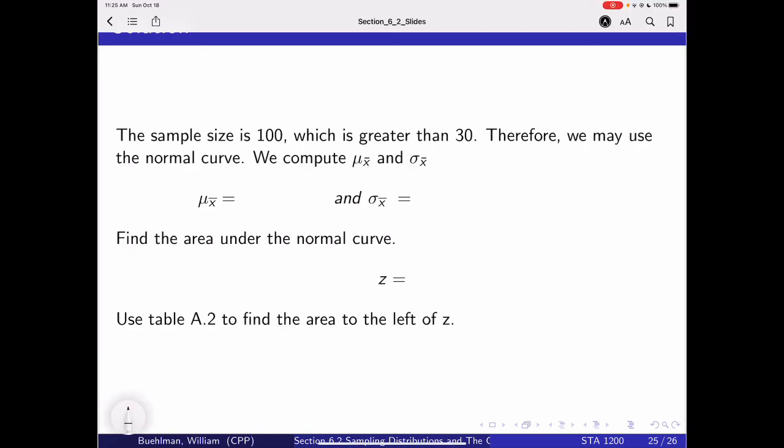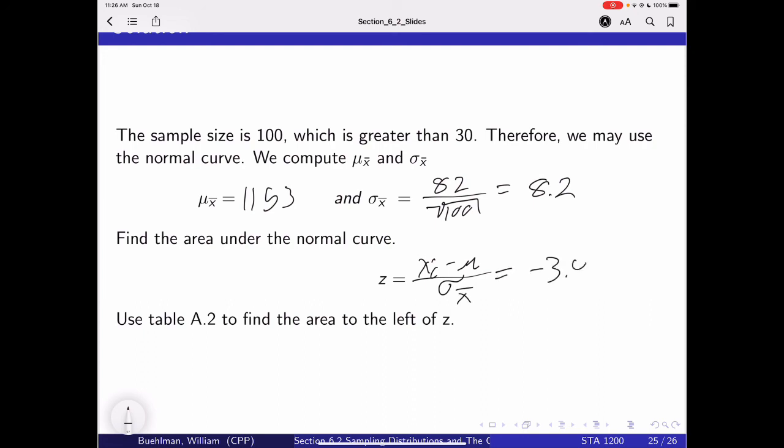Since the sample size is 100, which is greater than 30, we can proceed with the central limit theorem using the normal curve. Thus, we get mu sub x bar is equal to 1,153, and sigma sub x bar is equal to 82 over the square root of 100, which is equal to 8.2. We have to find the area under the normal curve, which is x minus mu over sigma sub x bar, which equals negative 3.41.